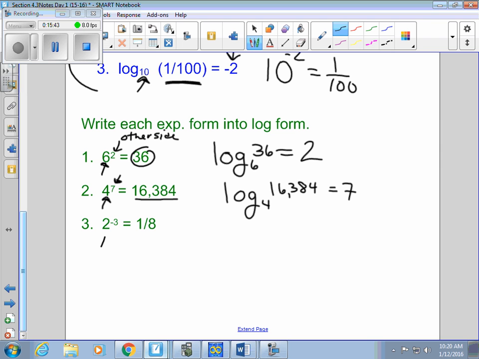Last one. We have a base of 2, so we're going to write log to the base of 2. The base is the same. My exponent of negative 3 goes to the other side, and this goes on the inside with your log as 1/8.